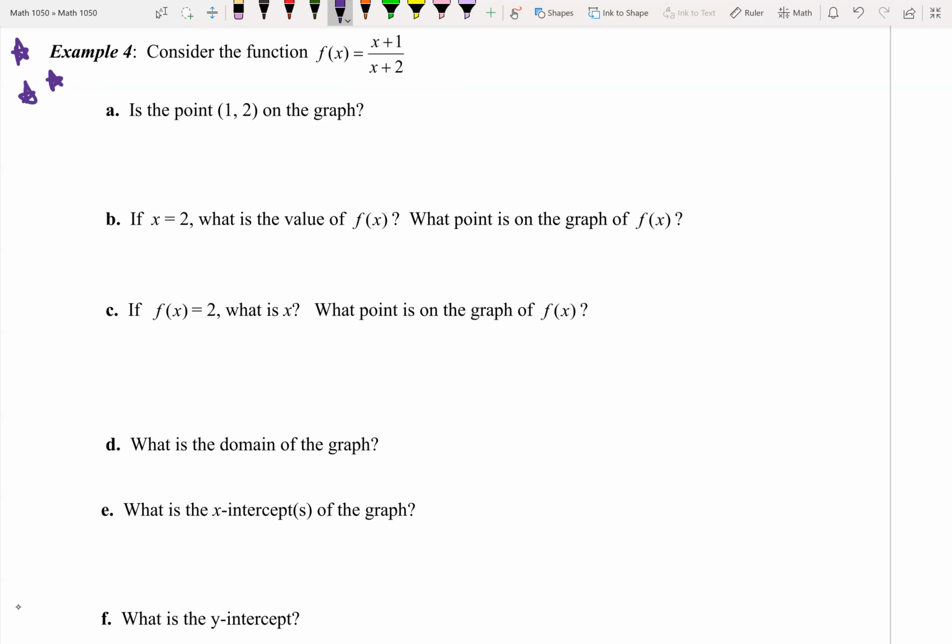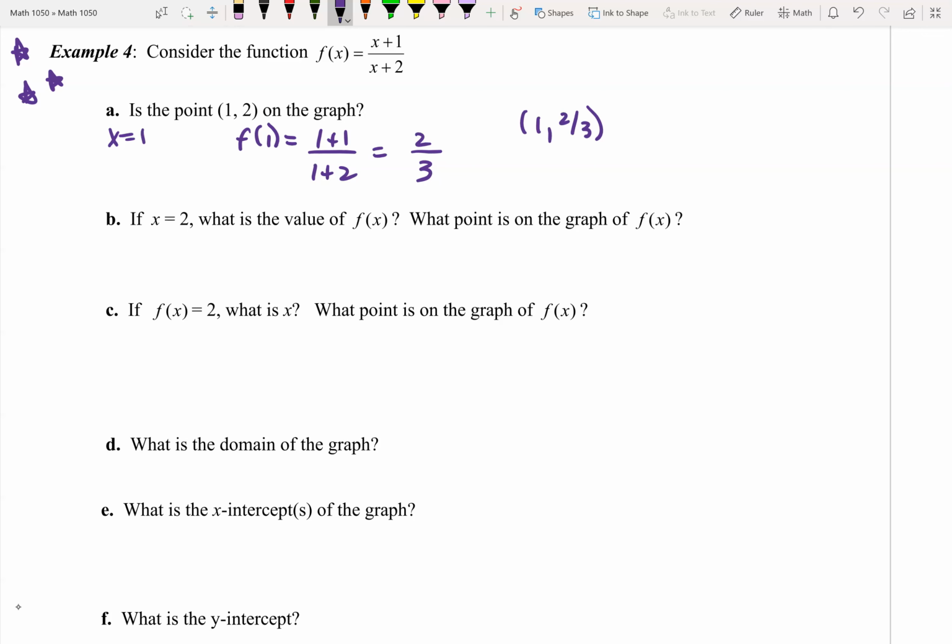Is the point (1, 2) on the graph? Okay. So what you're going to do is let x be 1, and then plug in the 1 and see if you get a 2. So everybody write f of 1 equals (1 plus 1) over (1 plus 2). 1 plus 1 is 2. 2 plus 1 is 3. So that means the ordered pair (1, 2/3) is on the graph. So is the point (1, 2) on the graph?